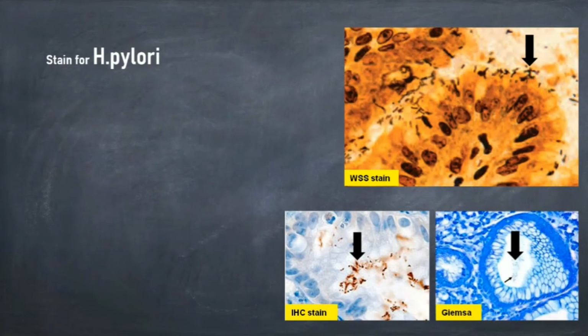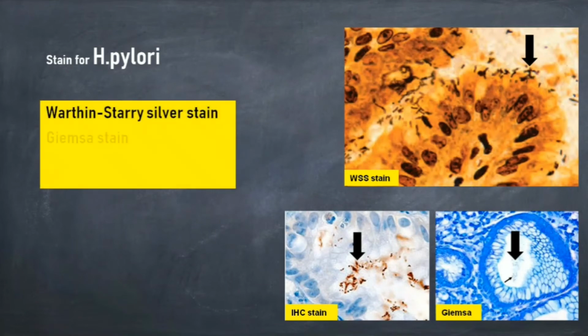Now moving forward to the stains of H. pylori. The special stain commonly used here is the Warthin-Starry silver stain. See the first image showing the black color stain of H. pylori. They can also be stained by hematoxylin eosin, Giemsa, and can be better visualized by immunohistochemical or IHC staining.